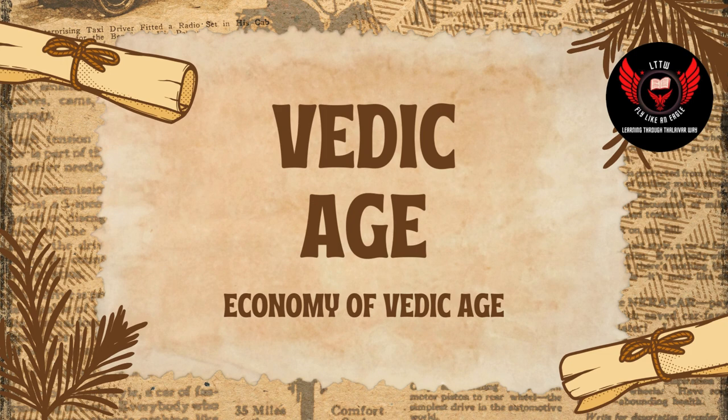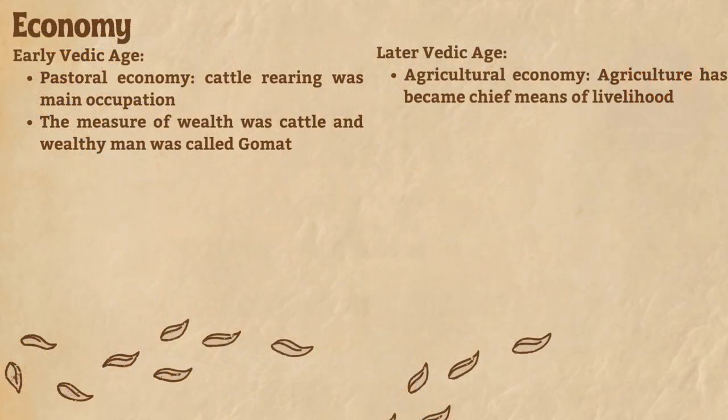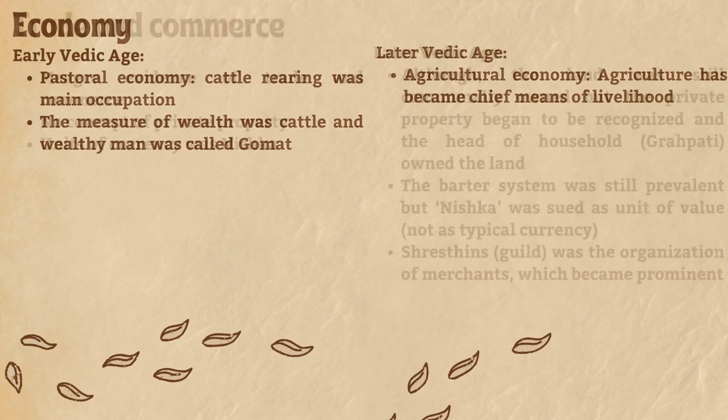Today we will be learning about the economy during the Vedic age. Let us have a brief look at the economy. In the early Vedic age, it was a pastoral economy where cattle rearing was the main occupation and the measure of wealth was cattle, where a wealthy man was called Gomat, while in the later Vedic age, the pastoral economy transformed into an agricultural economy, where agriculture became the chief means of livelihood.